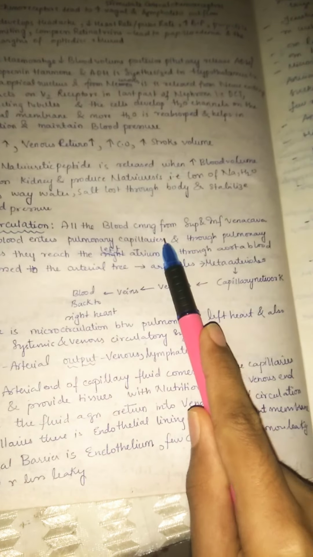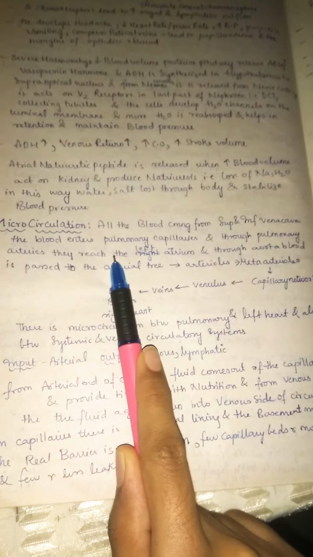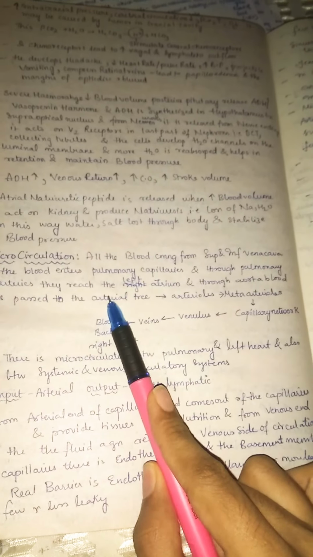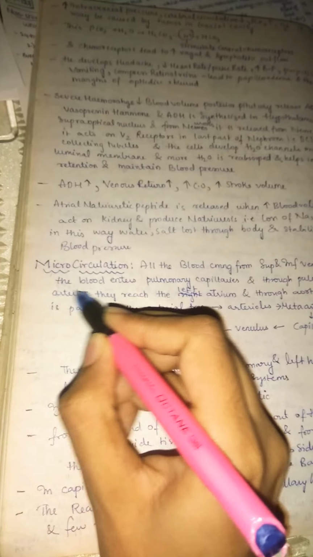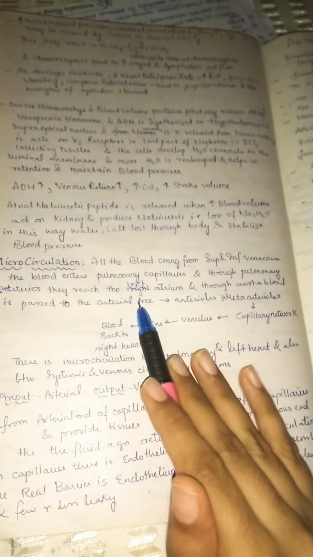So all blood is coming from the superior and inferior vena cava. The blood enters the pulmonary capillaries. Upper side we have the superior vena cava, and from the lower side the inferior vena cava is coming. So all the venous blood first enters, via our right atrium into the right ventricle, and next into the pulmonary capillaries, and through pulmonary arteries they reach the left atrium. Sorry, not pulmonary arteries, we know they are pulmonary veins. So by pulmonary veins they reach the left atrium.